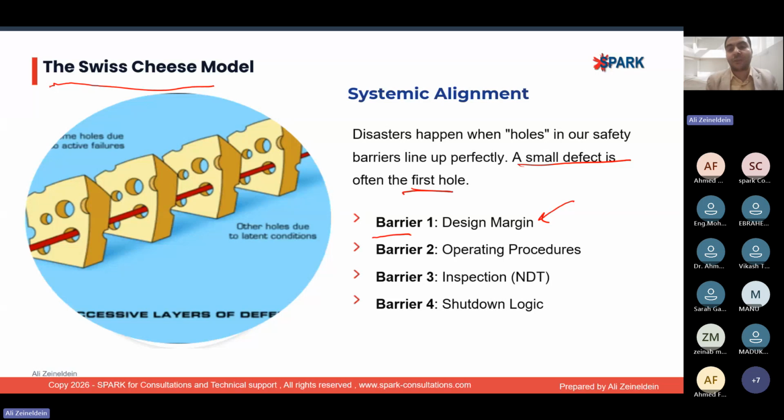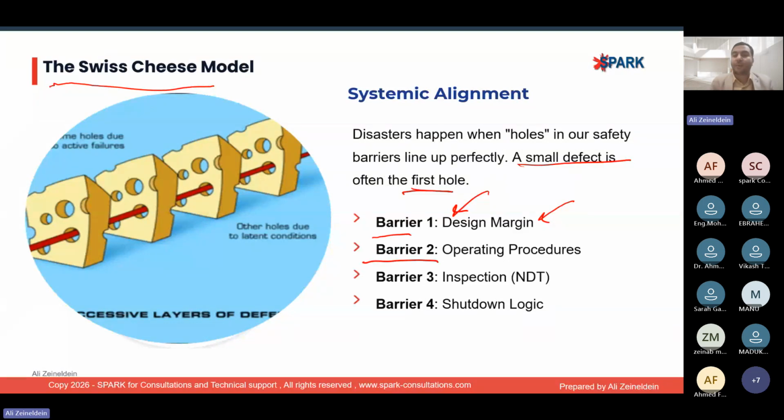and the most important barrier is starting from the design margin and design phase. In case of any deviation in the design, this equipment will be exposed by operation to different kinds of damage mechanisms, and finally reach failure occurrence.